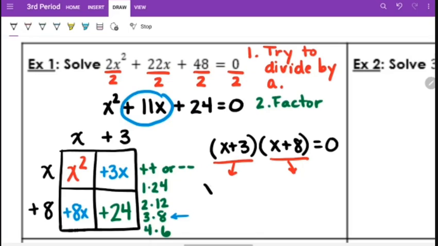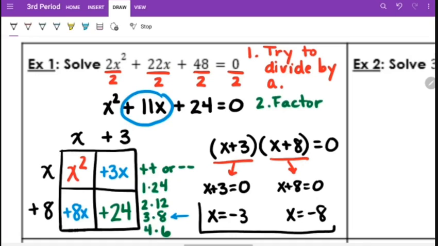If it's the first factor that equals 0, then it's x plus 3 equals 0, which would give us the answer x equals negative 3. If it's the second factor that equals 0, x plus 8 equals 0, we would solve this and get the root x equals negative 8. So those are our two answers. And you can shortcut this. You didn't have to write out that intermediate step. You know your roots are just going to be the opposite of the factors.